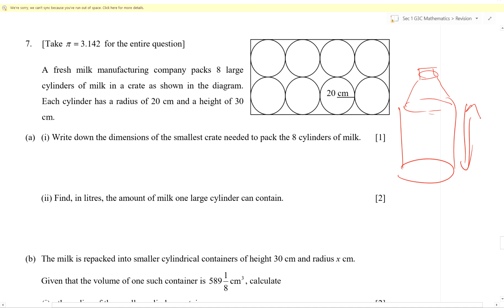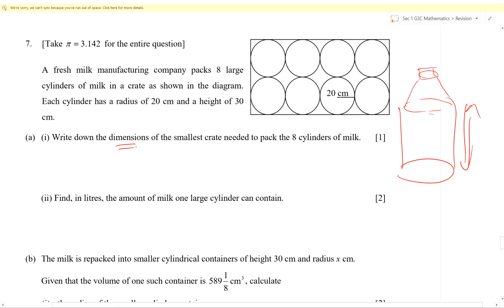Anyway, this is the story over here. Each one of them has a radius of 20 centimeters. Can you imagine what's happening? Quite ridiculous, right? It is 30 cm. If the radius is 20 cm, okay, never mind, it's just for the story over here. Height 30 cm. Now the dimensions of the smallest crate. Okay, so we're going to arrange them this way.